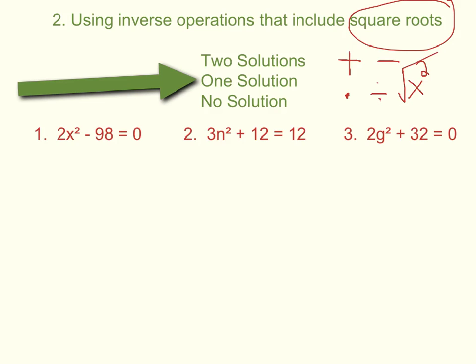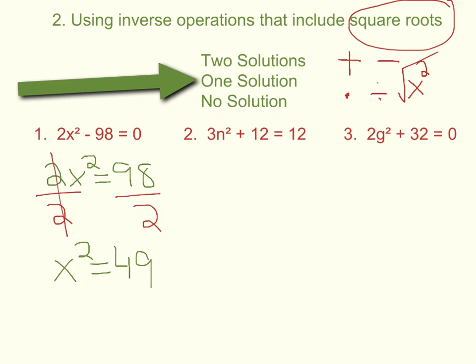So to solve number 1, we're going to start by adding 98 to both sides. Now you can divide both sides by 2. We now have that x squared equals 49. And to get x by itself completely, we have to undo the x squared, which means you square root both sides. And the square root of 49 is 7. But 7 is not our only solution.